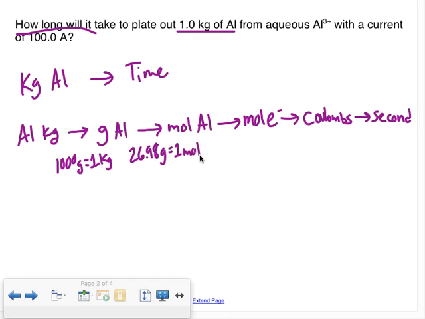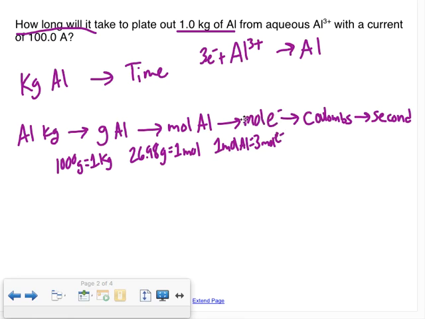For moles of aluminum to moles of electrons, let's just think for a second here. We have aluminum, and we're trying to form that from aqueous aluminum ions. So we have Al3+, and we're making aluminum. In order for that to happen, our aluminum ions must gain 3 electrons to become atoms. So for every 1 mole of aluminum, we're going to need 3 moles of electrons. That just depends on the reaction.